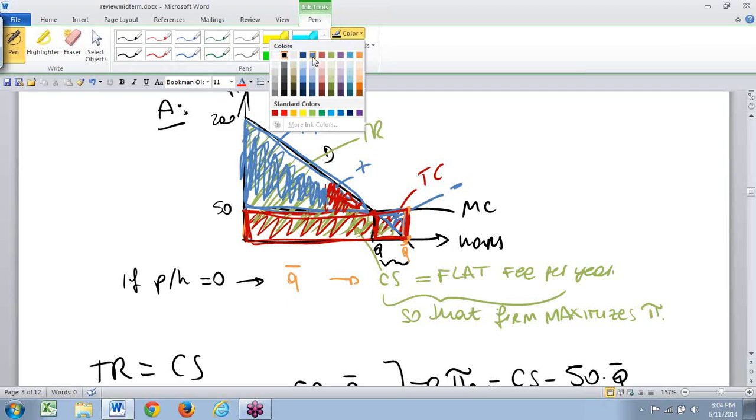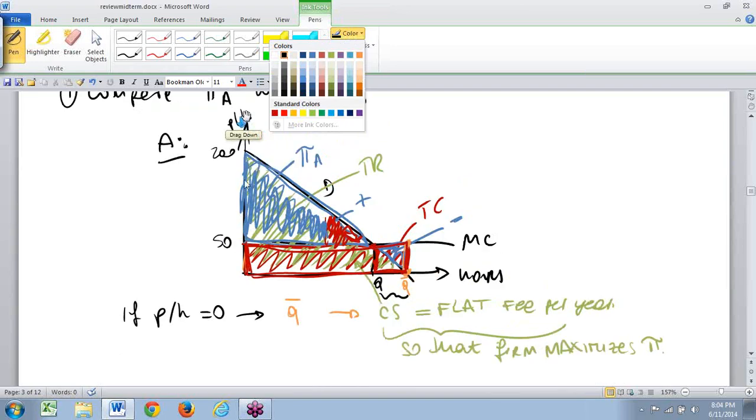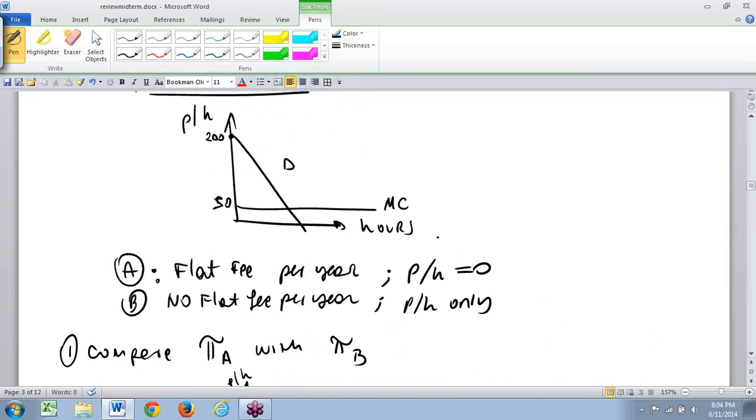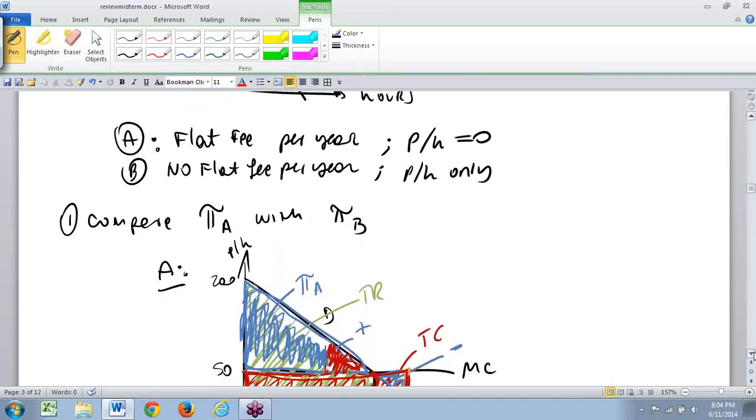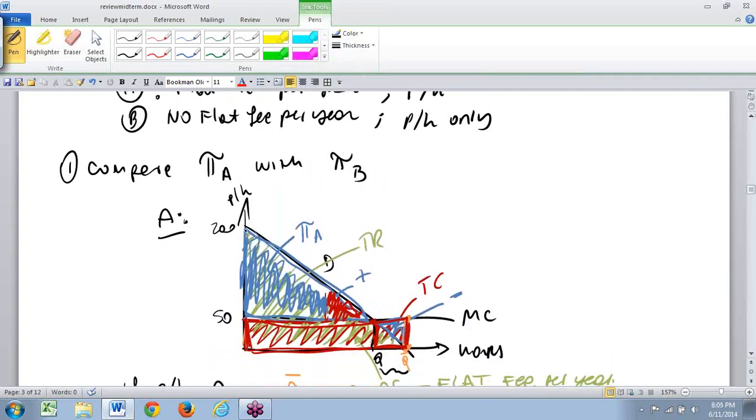Again, remember that under this price scheme, the profits are the blue area. So these are my profits. Now let's compare these profits with pricing scheme B, that is, charge only a price per hour without a flat fee. And let's see what happens.